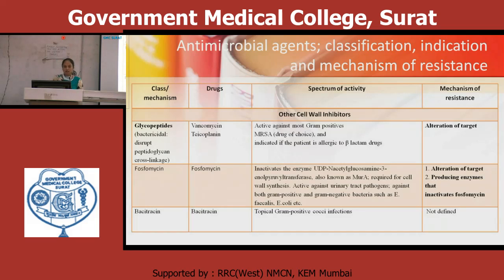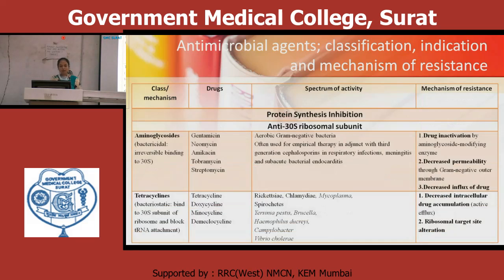Other class, that is a bacitracin, drug is also bacitracin. Spectrum of activity is topical gram-positive cocci infections. Mechanism is not defined. Now, aminoglycosides, bactericidal, irreversible binding to the 30S ribosome. Drugs are gentamicin, neomycin, amikacin, tobramycin and streptomycin.